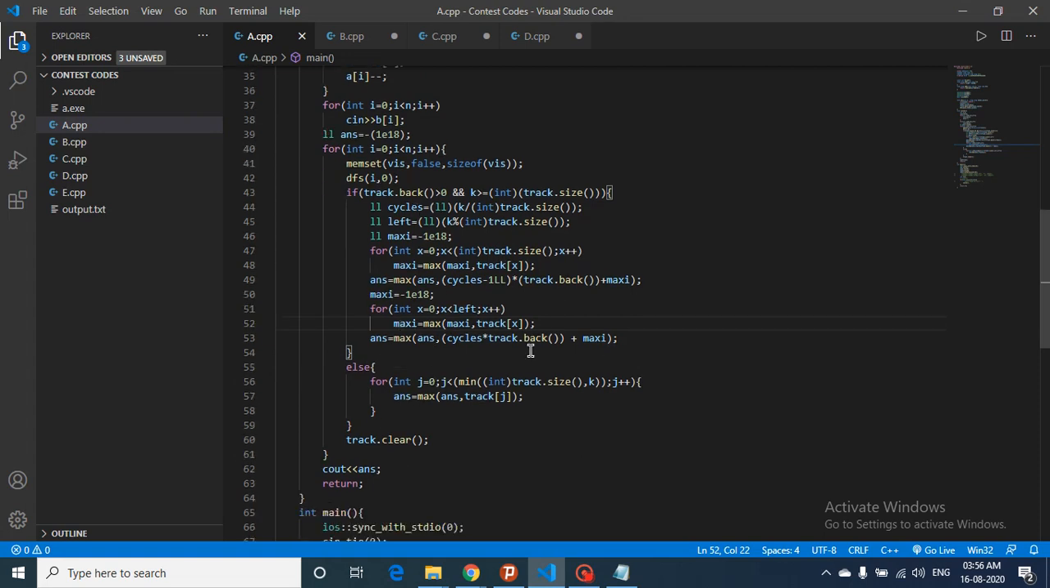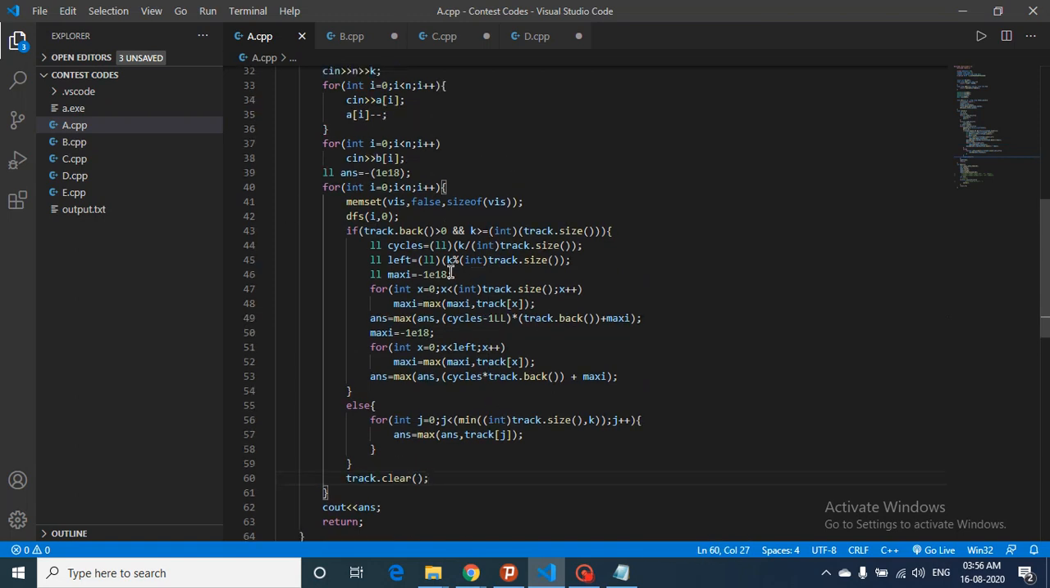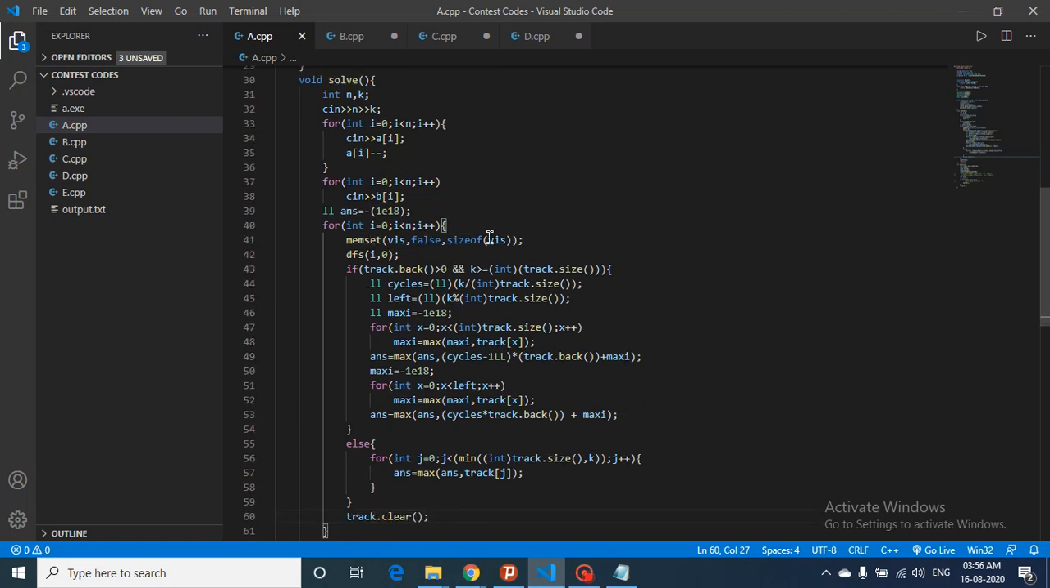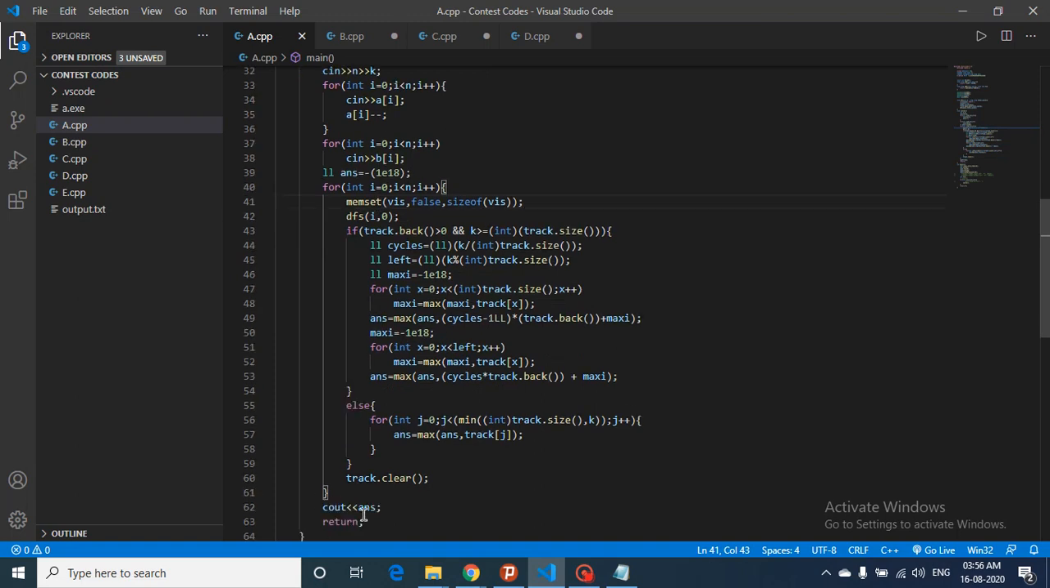And after doing all this, I will clear my track. Track stores the cycle prefix sum for the particular starting point, but for the next position I have to again memset the visited array to 0 and make a new track with a new prefix sum, and then I will again clear it out, and so on for all the tracks. And then the answer is the maximum among all the possible cases which I have discussed.